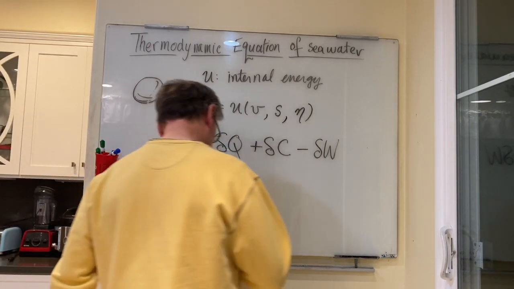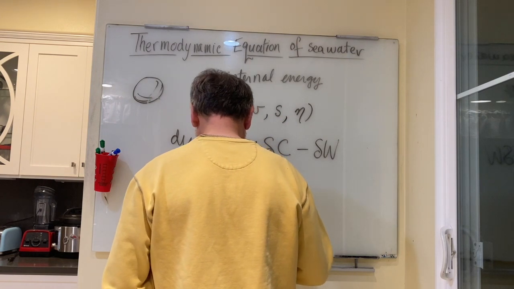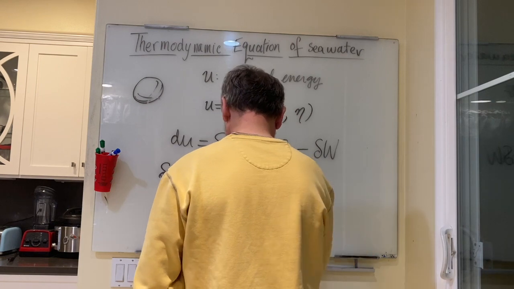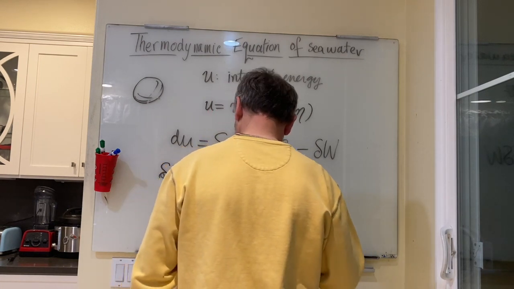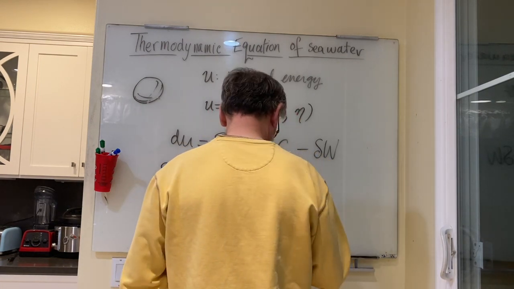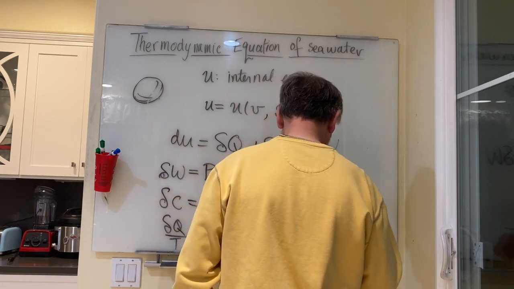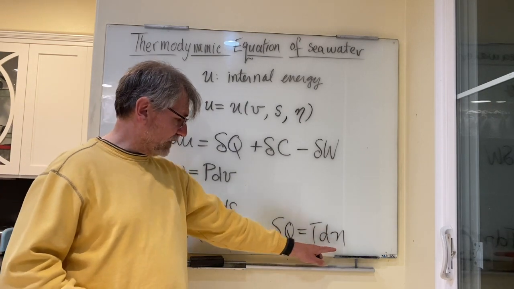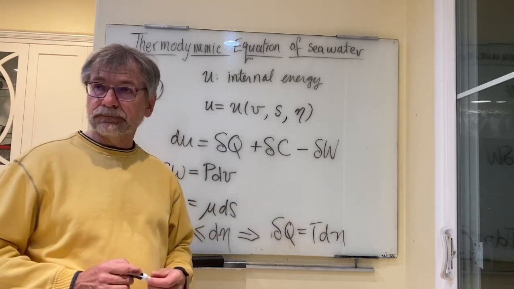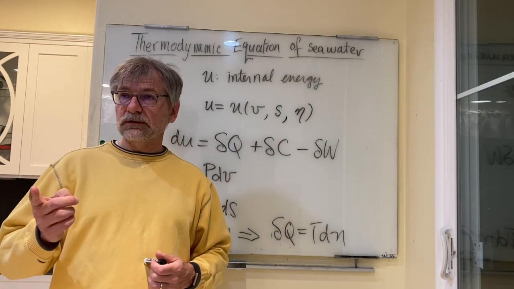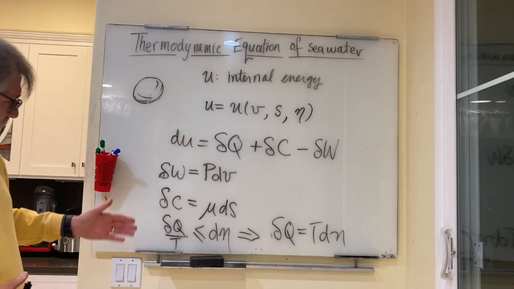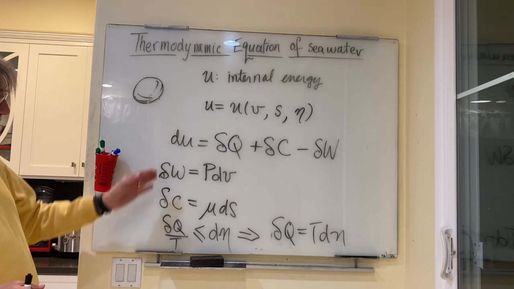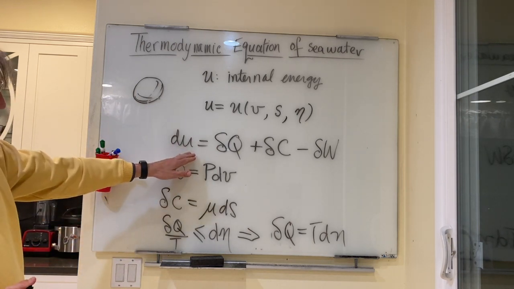And so if you're in thermodynamic equilibrium, then we can write delta Q is equal to T times d eta. And that's for a very slow addition of entropy, or a slow addition of heating. Have a question? No. Okay. So these are the three different ways in which we can change the internal energy of a seawater parcel.